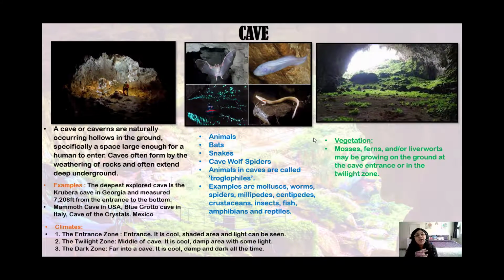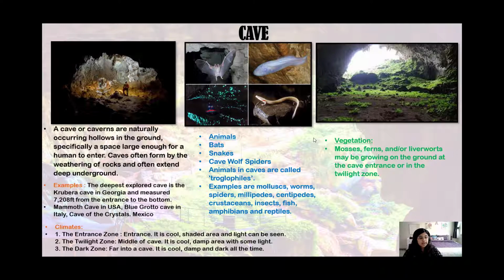Next comes the cave, also one of my favorites because there's so much to explore in a cave. So a cave or cavern is a naturally occurring hollow in the ground, specifically a space large enough for a human to enter. Caves often form by the weathering of rocks and often extend deep underground. Examples: the deepest explored cave is Krubera Cave in Georgia and measured 7,208 feet from the entrance to the bottom. The Moth Cave in USA, Blue Grotto Cave in Italy, Cave of Crystals in Mexico.